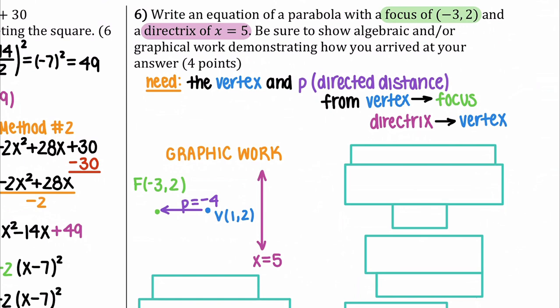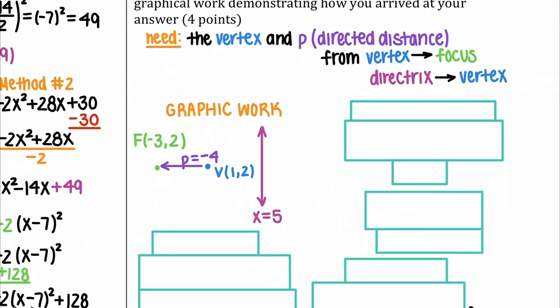If that doesn't make sense, let's double check. From the directrix to the vertex, is it 4 units away? Yes, because 5 minus 4 is 1. Same idea here. From the vertex to the focus, we have 1 minus 4. That gives us -3. Yep, that is also correct. So that's how we can find p and the vertex using the drawing.